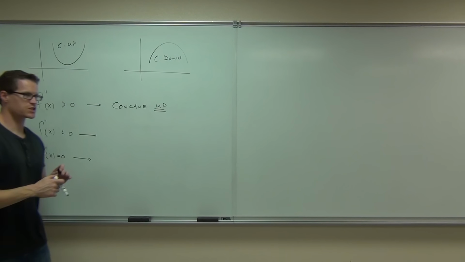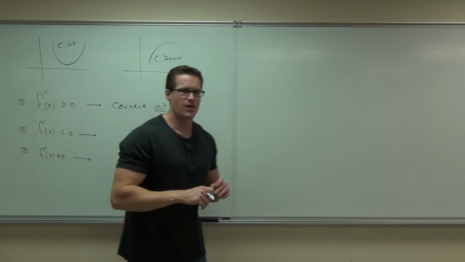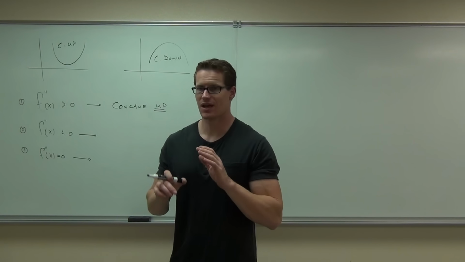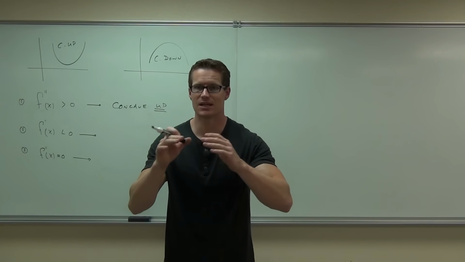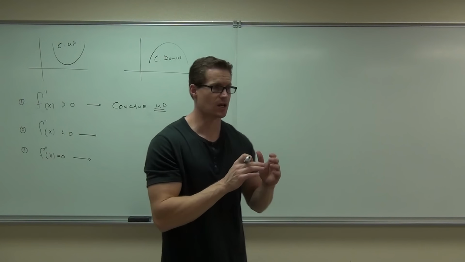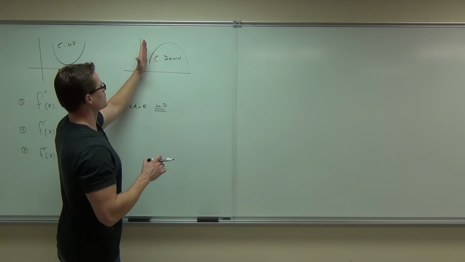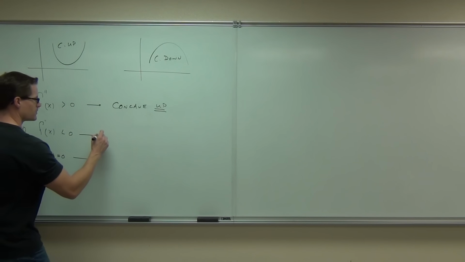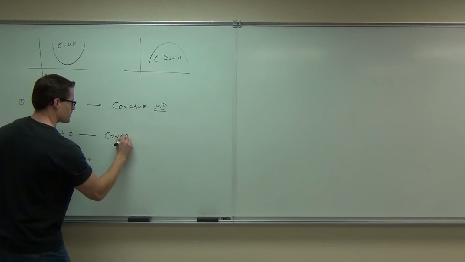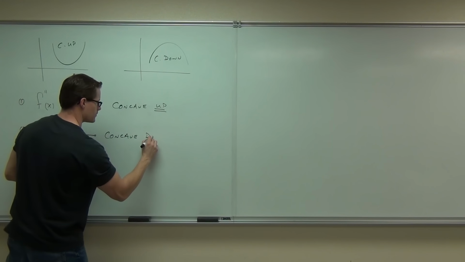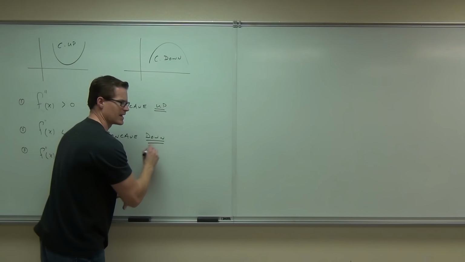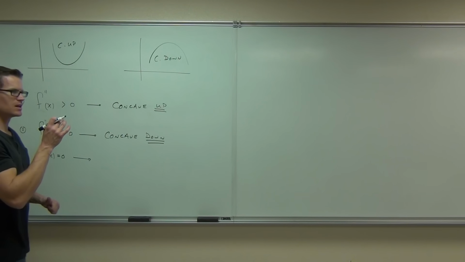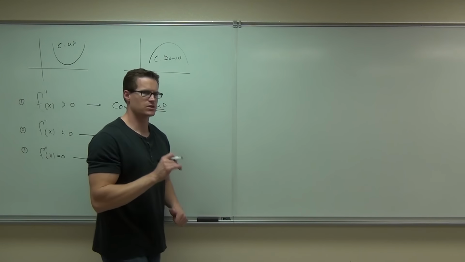If our second derivative is negative, that means the rate of change of our slope, how our slope is changing, is negative. That means that the slope is actually decreasing. If the slope is decreasing, slope is positive, slope becomes 0, slope is negative. That gives a concave down shape. I did explain all that last time, right? Okay, good.